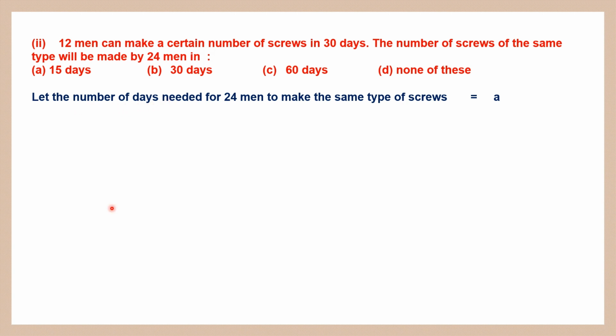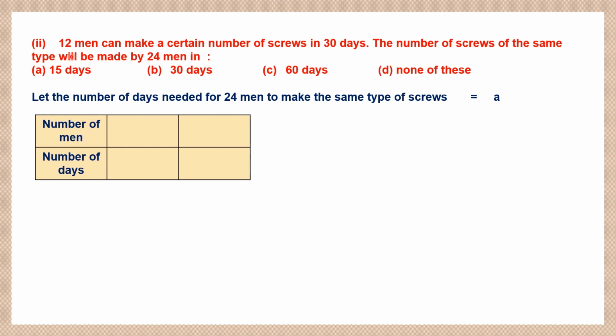Okay, let's make a table. So in the table, we're going to write number of men first and then number of days. So number of men is 12. So 12 men took how many days? 30 days. Now the number of men has increased. And here we don't know the number of days. It is A.